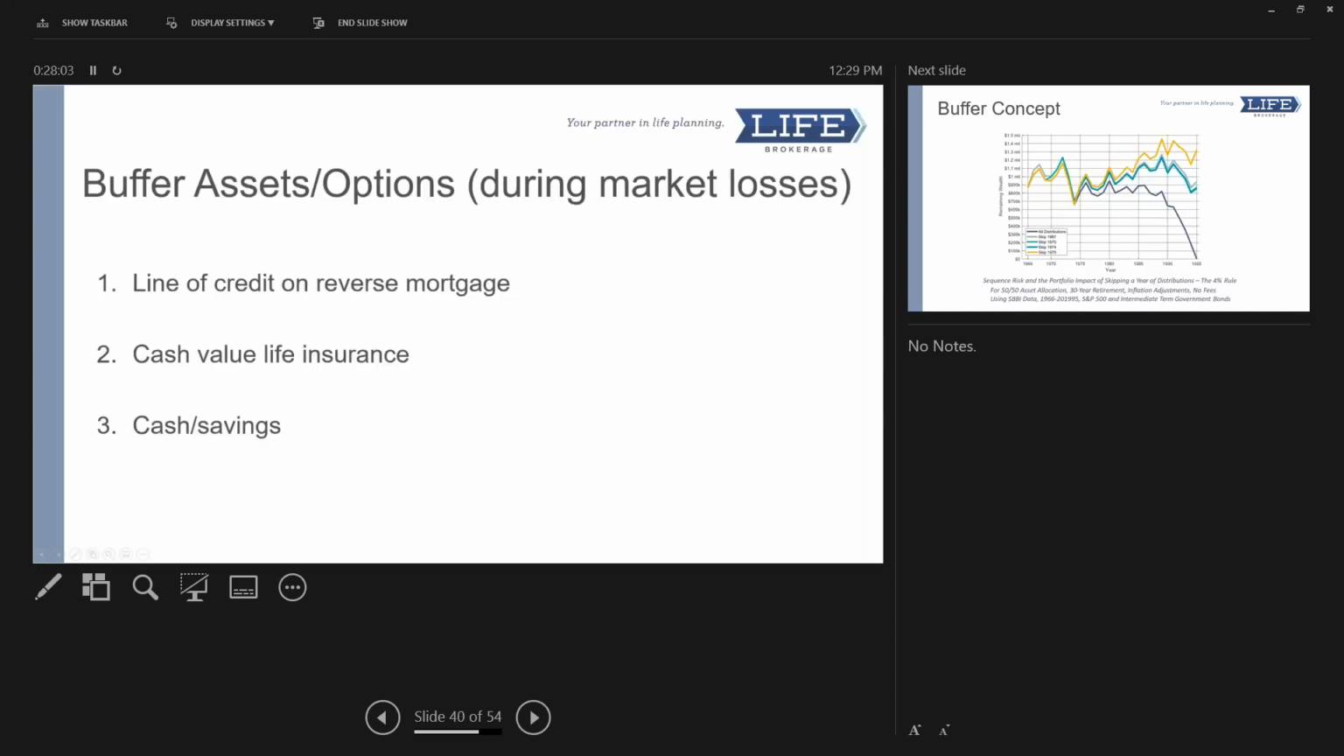So here we go with a volatility buffer. Just to recap, three types of buffers: a line of credit on a reverse mortgage, cash value life insurance, and cash savings. Obviously, we're focused on number two. I'm going to wrap this presentation up with ways that you can sell cash value life insurance literally from the comfort of your own home, no examiners, no paperwork, all e-capability.